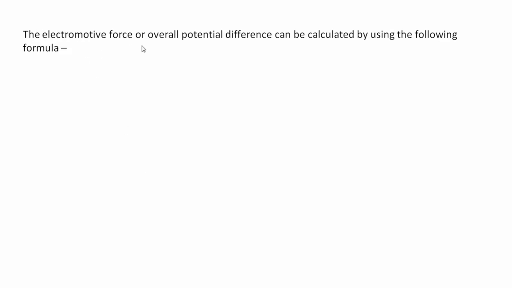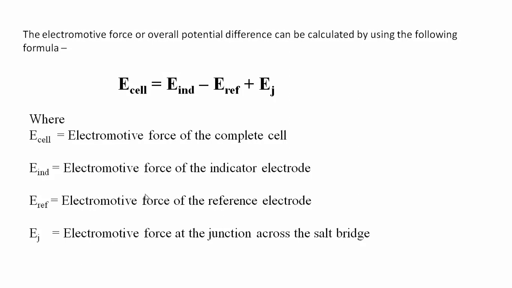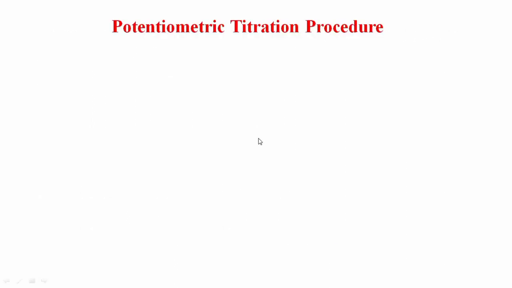The electromotive force or overall potential difference can be calculated by using the following formula. That is, E cell is equal to the electromotive force of the complete cell, E indicator is the electromotive force of the indicator electrode, and then the reference electrode, and the junction potential across the salt bridge.